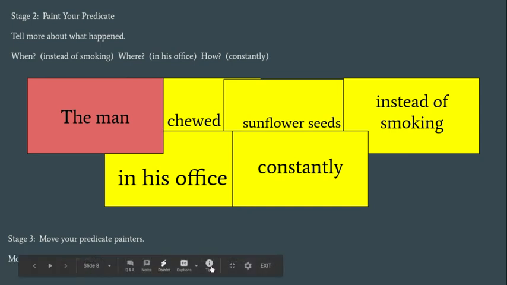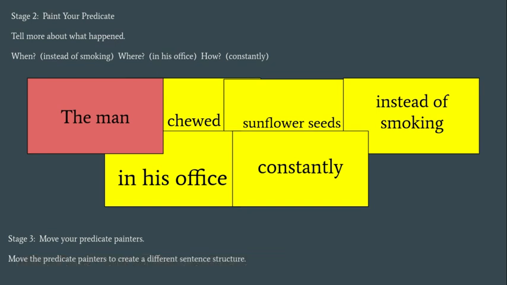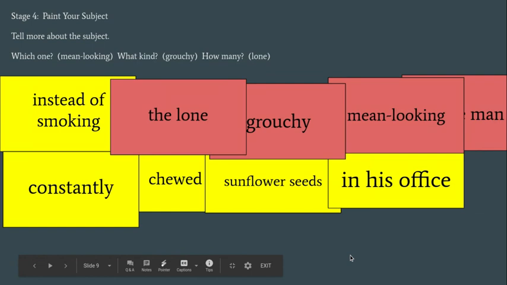Stage 3. Move your predicate part painters. Move the predicate painters to create a different sentence structure. You could say, instead of smoking, the man constantly chewed sunflower seeds in his office.